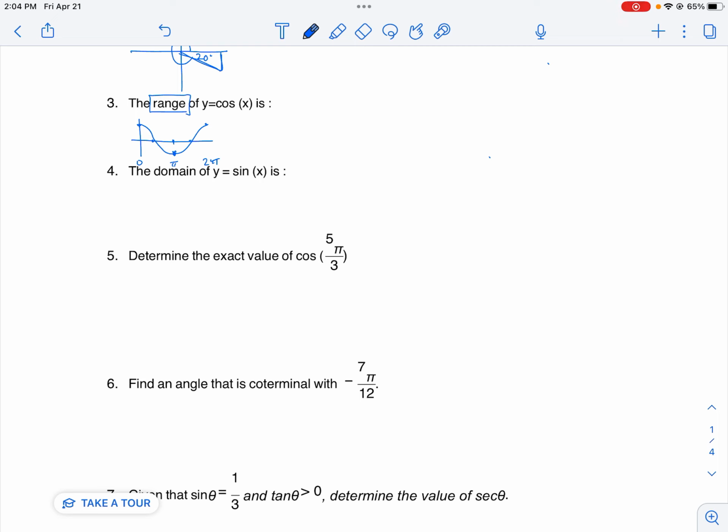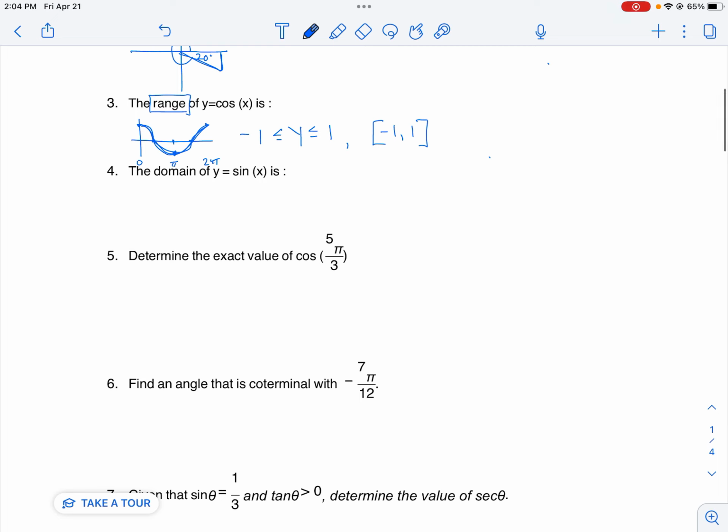So that means all of the possible y values for the cosine curve. Well, the high point of cosine is 1, the low point is -1. It's continuous all the way along that curve, and so the range is all y values from -1 to 1. You could write that like this, or you could write it in interval notation.